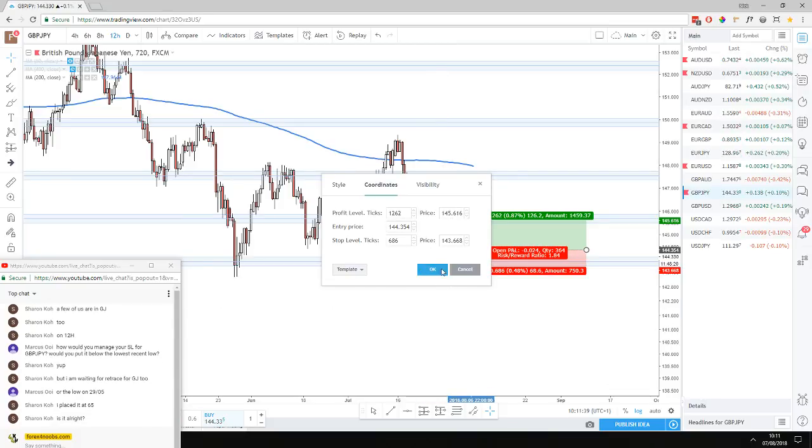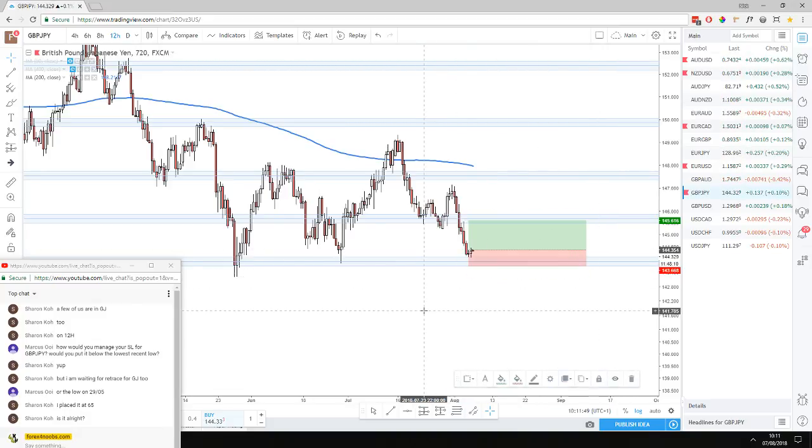Yeah, 65 is roughly where I have it. I have it at 66 in this example. I'm not in this trade, but here on this chart, I have it at 66. So it's close enough, something like that.